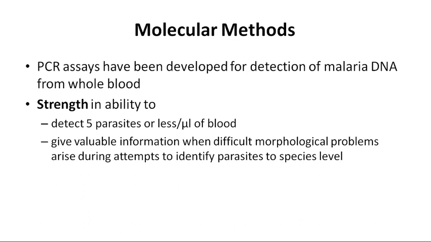Now regarding molecular methods, PCR assays have been developed for detection of malaria DNA from whole blood. It has strength in its ability to detect approximately as low as 5 parasites or even fewer per microliter of blood. At the same time, it can be used as a tool in certain difficult situations where morphological problems arise in attempts to identify the parasite to species level.